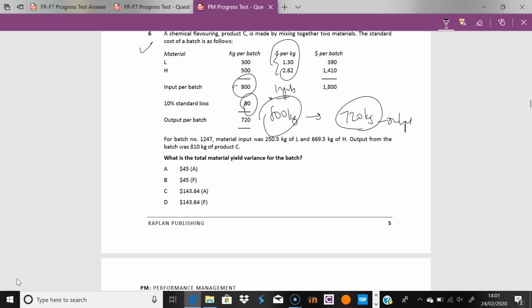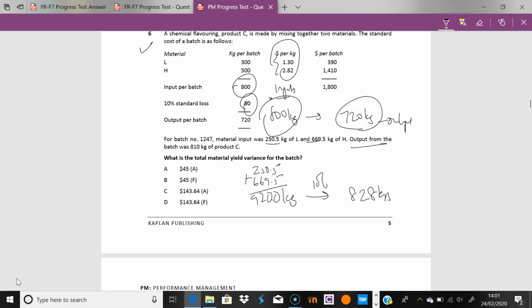So in the same scenario here, you have an input combination of 250.5 plus 669.5, and this totals 920. So we're putting in 920 kilograms, and we expect to lose 10% of that, so it would have come out at 828 kilograms. This is one way of looking at it. Now, I notice here that I don't actually have the actual values of my output. It's not valued. What I have are the values of my input, so I could and should work backwards.